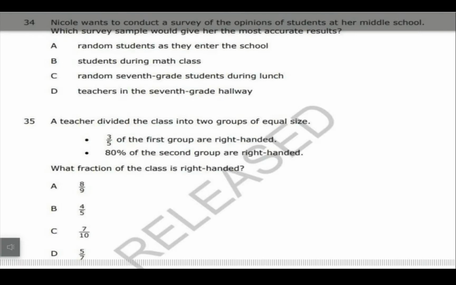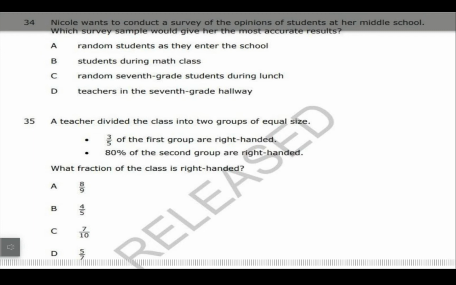All right, for 34, it says Nicole wants to conduct a random survey. We actually talked about surveys yesterday in class. Which survey sample would give the most accurate results? She wanted to do a survey of opinions of students at her middle school. So it says random students as they enter the school, students during math class, random 7th grade students during lunch, and teachers in the 7th grade hall.